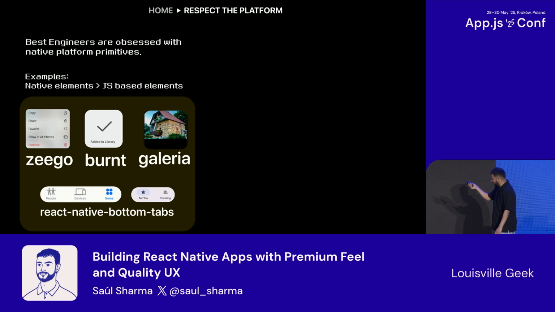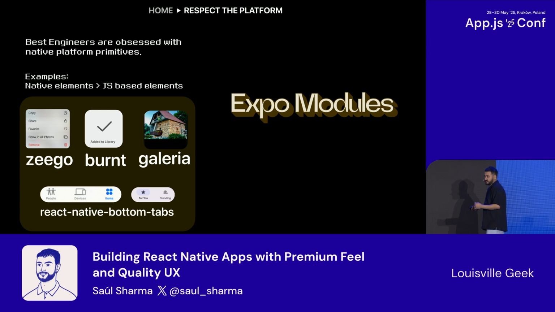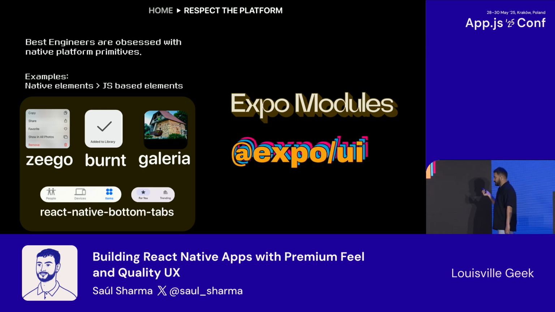The zeego and Galeria from Fernando are great examples of how we should be building. And the bottom tabs from Callstack is also a great example. And now there should be no excuse for us to build something like this. I think last year, Fernando gave a talk about how we should not be afraid to build native libraries. Now I think it's easier than ever to build a native package. It takes you maybe 10 minutes to create a package that works natively with the native elements. And Expo UI is another great example.